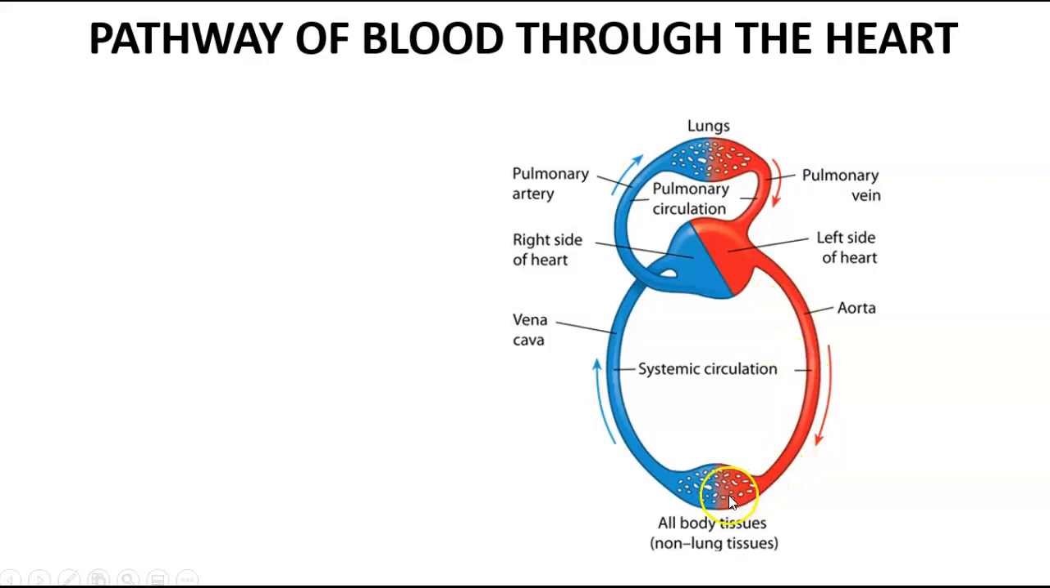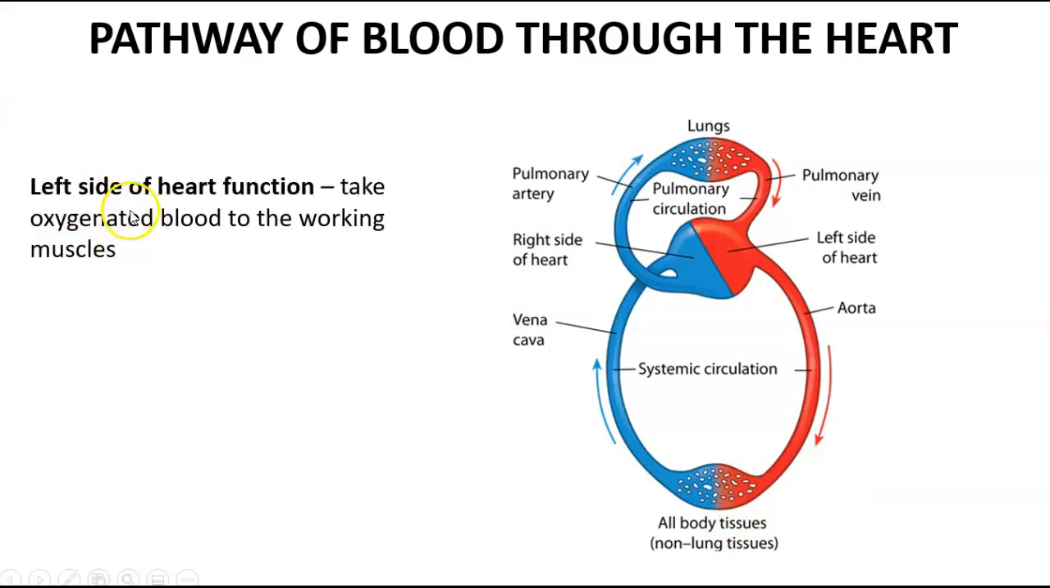At this point, we use the oxygenated blood that we got from the lungs, that's come down the left side, and take it to our working muscles, and it allows us to perform. So that is the left side of the heart. Now, if you have a look at the left side function, if you could just make a quick note of this, it's really important.